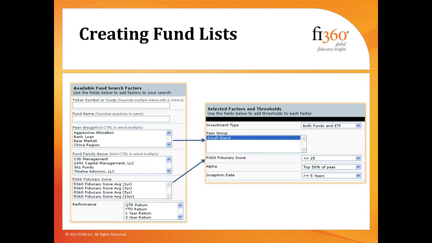If instead you want to find best in class, you can add over different factors and thresholds. In this example, we have small blend, fi360 fiduciary score less than or equal to 25, alpha top 50th percentile, and inception date of greater than or equal to 5 years. So if that's what you use for monitoring funds, then you can apply this again when you're researching for new funds. Maybe a fund is on the watch list for a year, 2 years, 3 years, however long it may be. If it's now time to replace that fund, you can find funds that are passing the hurdles that you've set up in that investment policy statement.